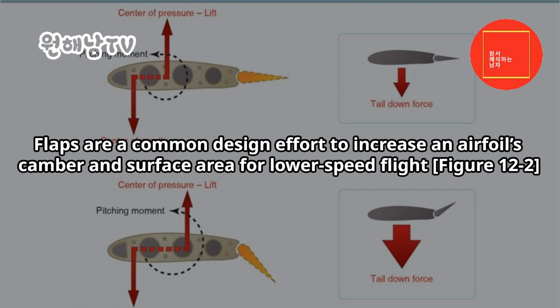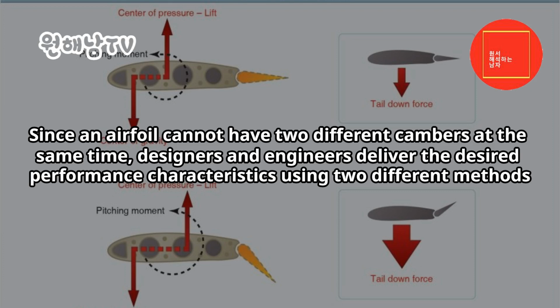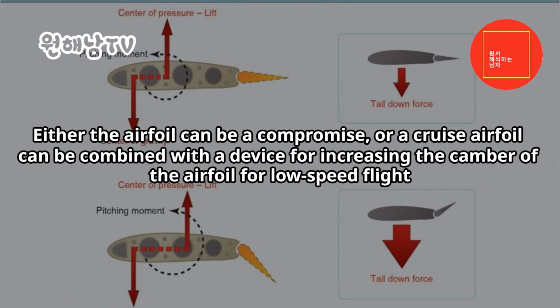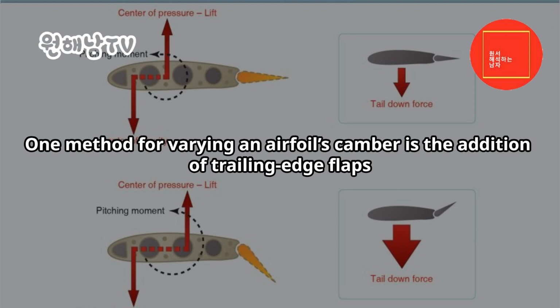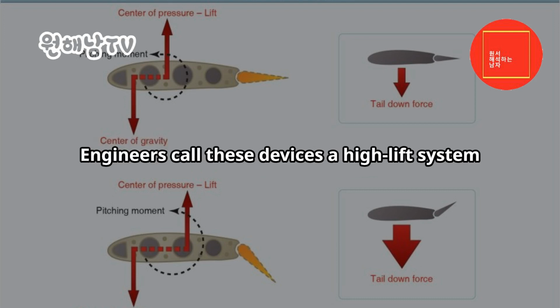Figure 12-2. Since an airfoil cannot have two different cambers at the same time, designers and engineers deliver the desired performance characteristics using two different methods. Either the airfoil can be a compromise, or a cruise airfoil can be combined with a device for increasing the camber of the airfoil for low-speed flight. Camber is the asymmetry between the top and the bottom surfaces of an airfoil. One method for varying an airfoil's camber is the addition of trailing edge flaps. Engineers call these devices a high-lift system.